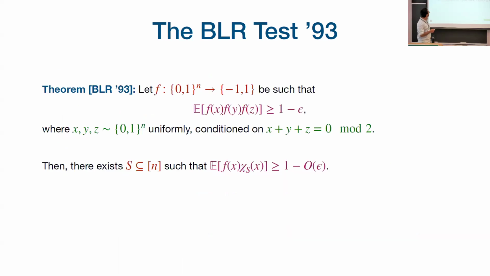So, okay. I'll just restate exactly what the theorem is in the notation we'll follow. Suppose f is a Boolean function from {0,1}^n to {-1,1}, such that the following is true: the expectation of f of x, f of y, f of z is at least 1 minus epsilon, where x, y, and z are chosen from this distribution over {0,1}^n conditioned on x plus y plus z being 0. Then there exists a set S, which is a subset of the first n integers, such that the expectation of f of x times chi_S, which is the correlation between f and this linear function, is at least 1 minus O(epsilon).